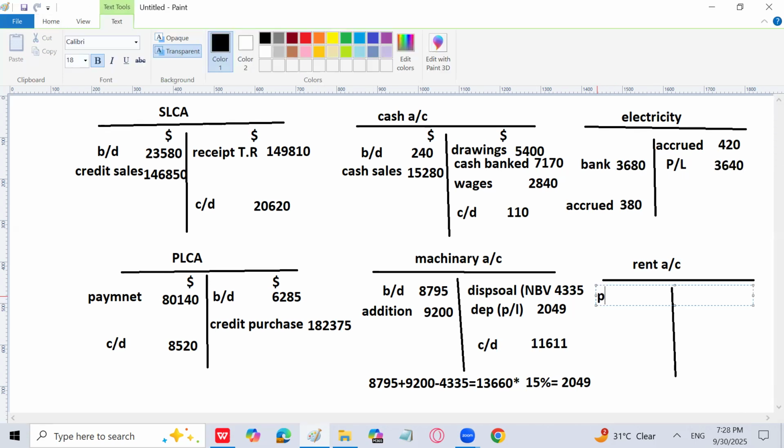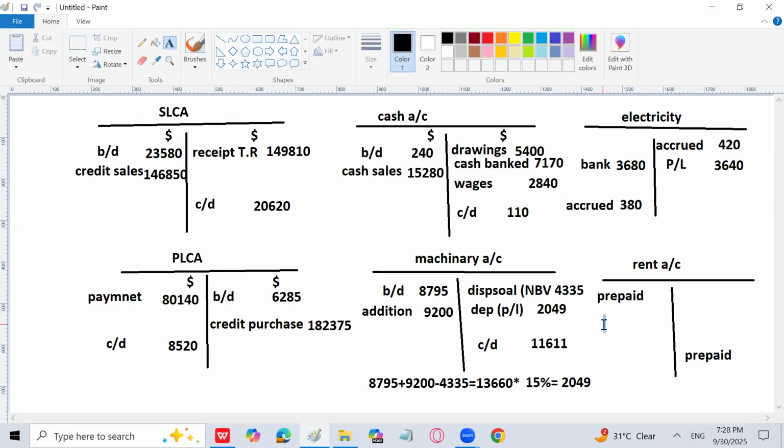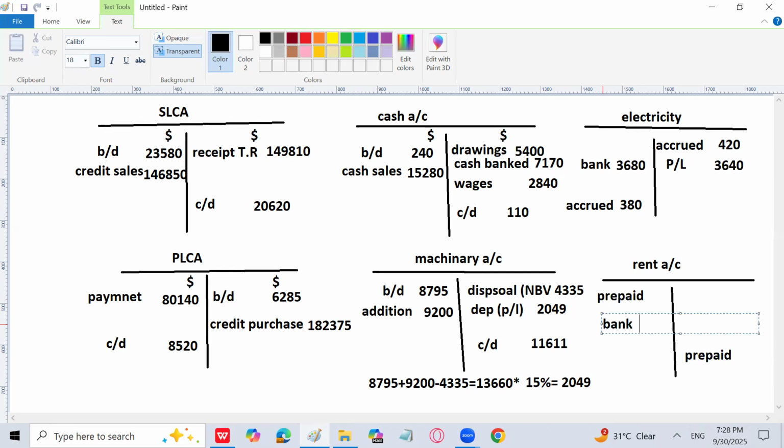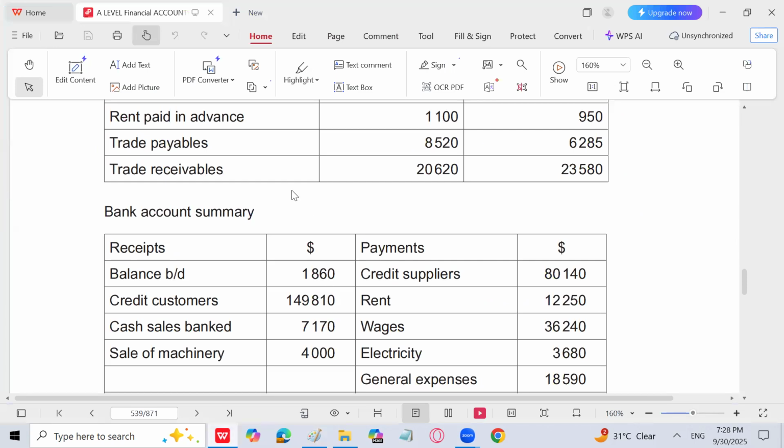For rent, if you see, the amount which is given is prepaid. Prepaid brought down, then comes prepaid carried down, then comes the bank figure. Obviously, there is no accrued brought down and carried down, and you can get the profit and loss account figure. So let's find out the prepaid brought down for rent. Rent paid in advance: brought down is 950, carried down is 1100, and the payment is 12250.